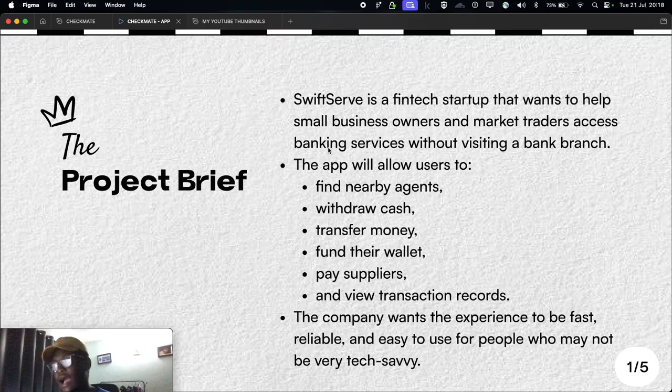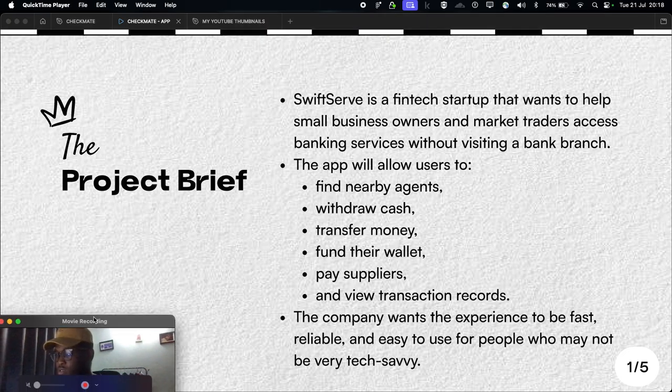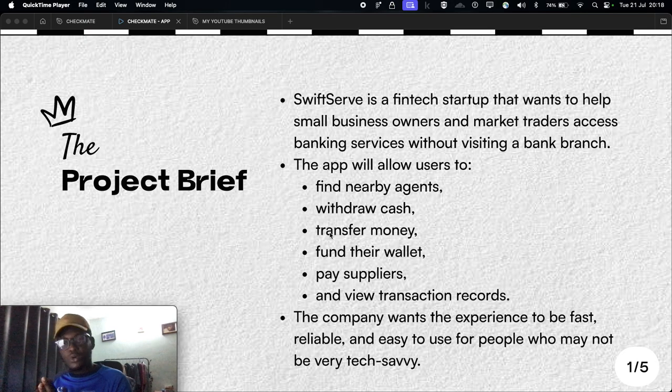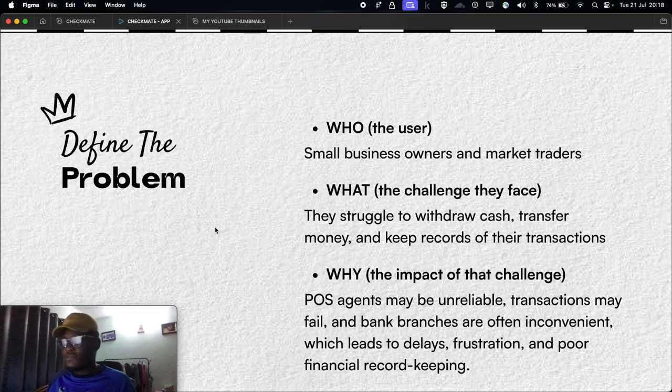Number three, the Swift Serve app that we are building should allow users to find nearby agents, withdraw cash, transfer money, fund their wallet, and pay suppliers. This is what Swift Serve is all about, and they want a service that is fast, reliable, and easy to use. Now we have broken it down. The next thing we want to do is to define the problem. There's a very easy way to define a problem. When a company gives you a brief to carry out a task, you break it down, which we have already done, then define the problem.